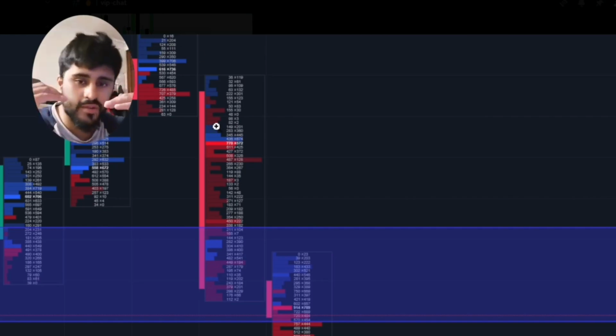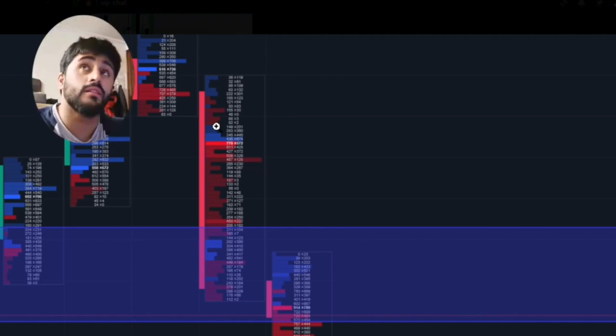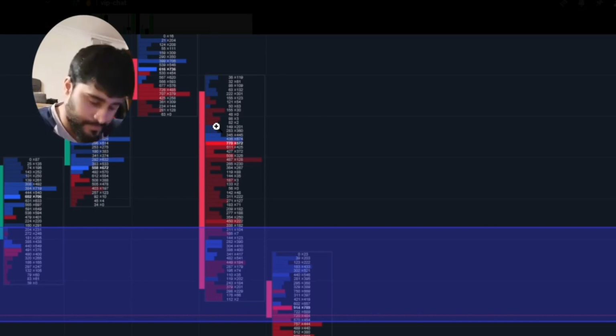A finished auction, I want you to understand it like this. So a 0 and a 16. The 16 is on the right hand side. That represents the bid and ask. So that represents the ask, and the ask is on the right.